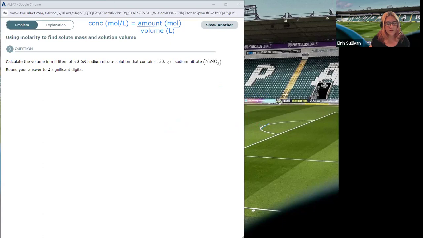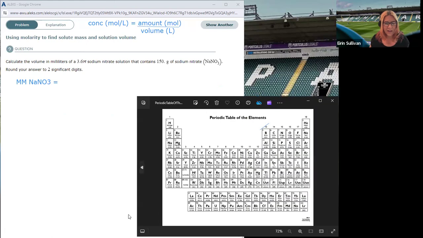Okay, we've got the concentration of the solution, so that gives us moles per liter. Okay, we've got the mass in grams. Okay, so we can get from the mass in grams into the moles. So before we do anything, we should get the molar mass of sodium nitrate. So that is going to be sodium is, oh no, my periodic table went away. There it is. Okay, so sodium is 22.990, I think. So 22.990 plus nitrogen, which is 14.007, plus 3 times oxygen, 3 times 15.999.